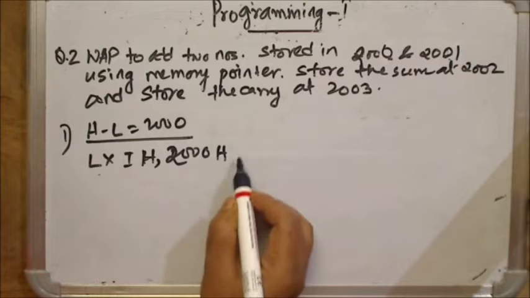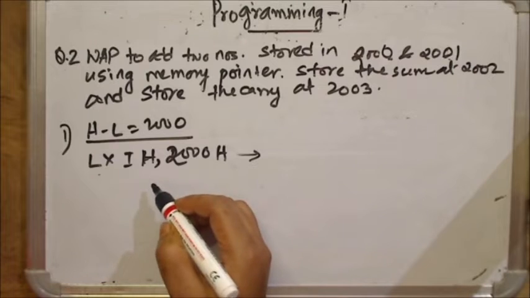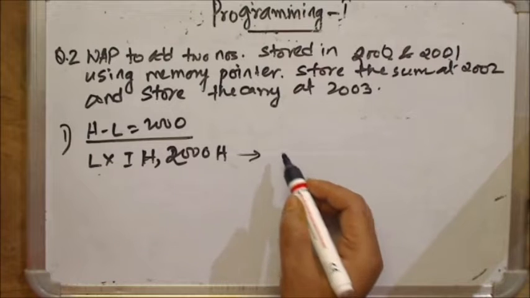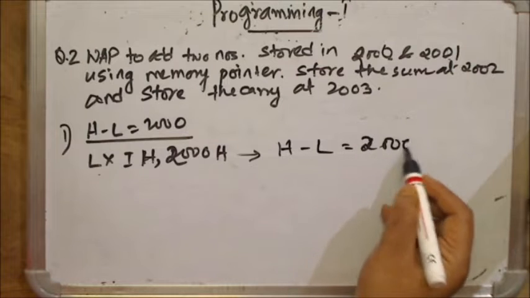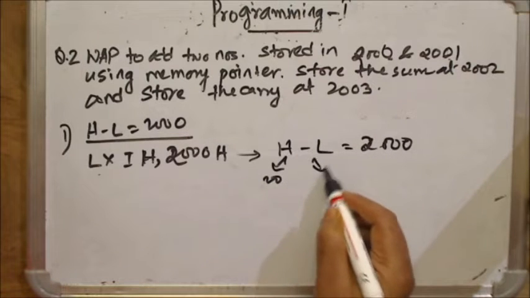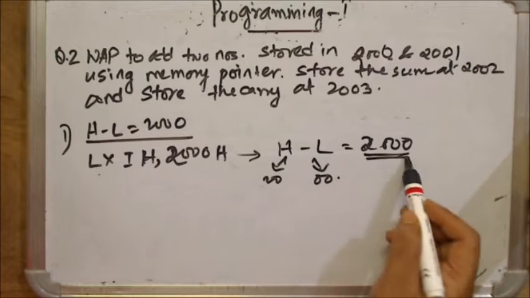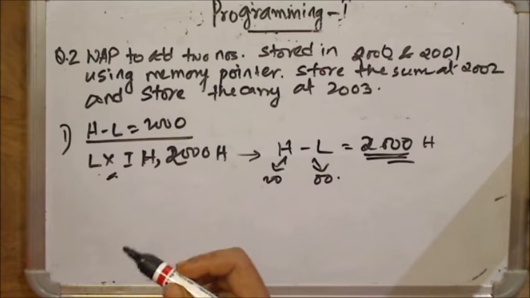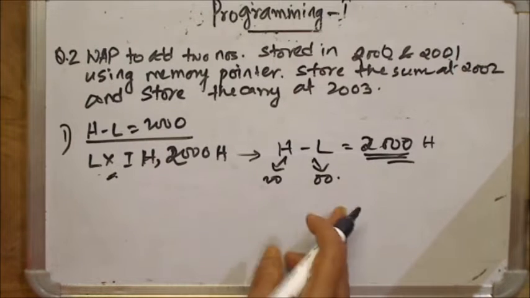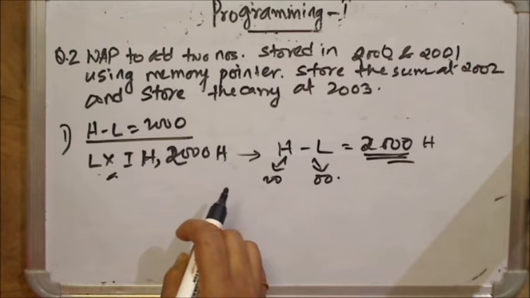So what does LXI H, 2000H mean? Load immediately the HL pair with the value 2000H. That is, H will get 20 and L will get 00. So for the HL pair, 2000H is the data, because X is there in the instruction. Now we will use 2000 as an address. Whatever data is stored in the HL pair, it will act as an address.